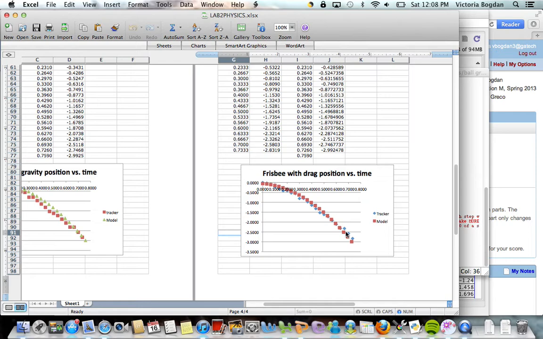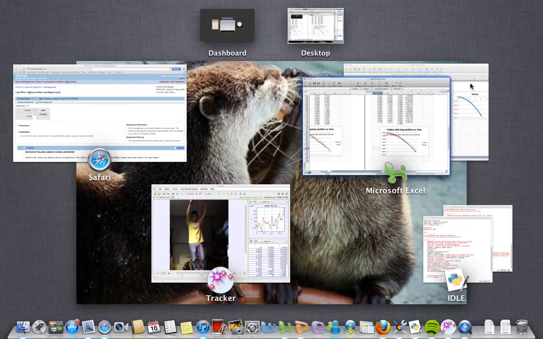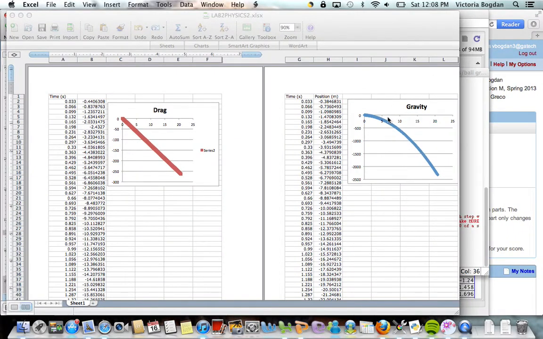So for the what if question, it asks if the slow object is thrown down, will it reach terminal velocity? So yes for the drag model, but no for the gravity model.